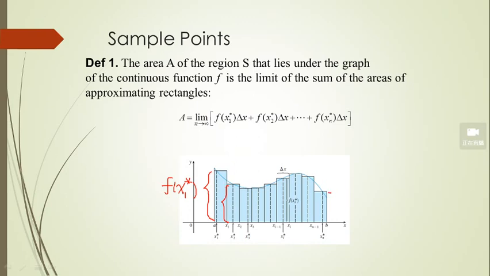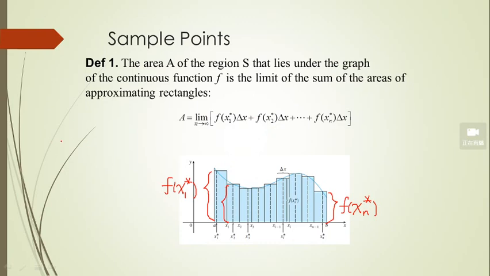And let's check the last one. The last one, we choose xn star, which is a little close to the right endpoint xn. So the height will be f(xn star). Then the area of the last rectangle will be f(xn star) times delta x. So this is not R_n again. This is a more general choice.